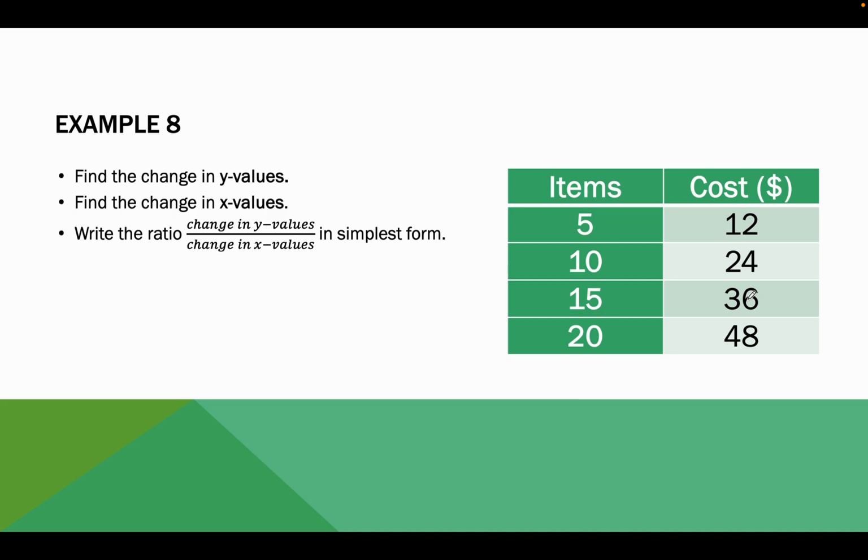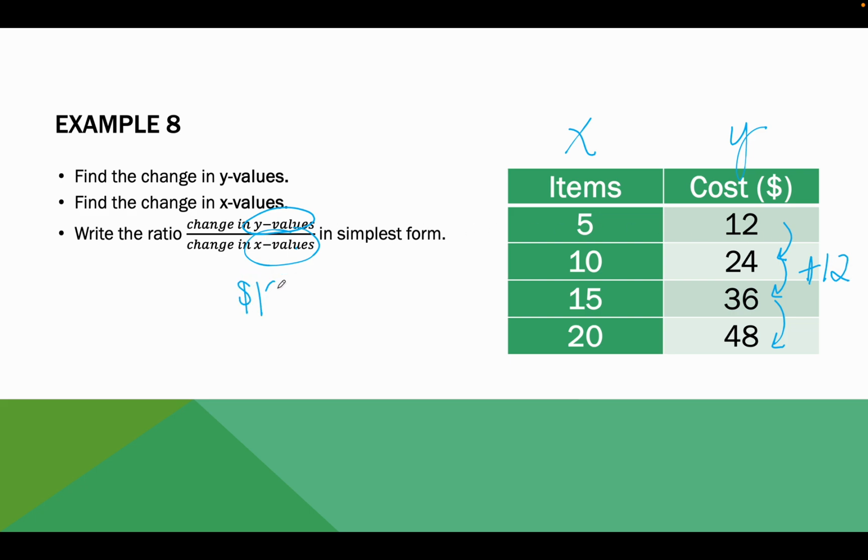All right, in our final examples, again, we don't have any pictures here. We have some tables. We need to recall a few things. We need to recall that our x values come first and our y values come second, so that when we put our ratio as the change in y over change in x, we're looking at the right values. So what are our changes amongst our y values? So from 12 to 24, from 24 to 36, and from 36 to 48, those each go up by $12.